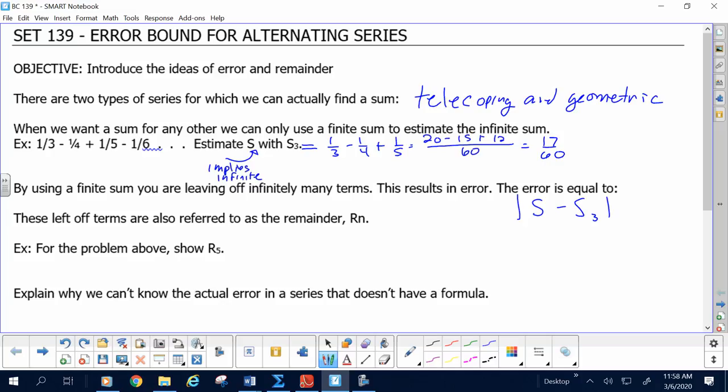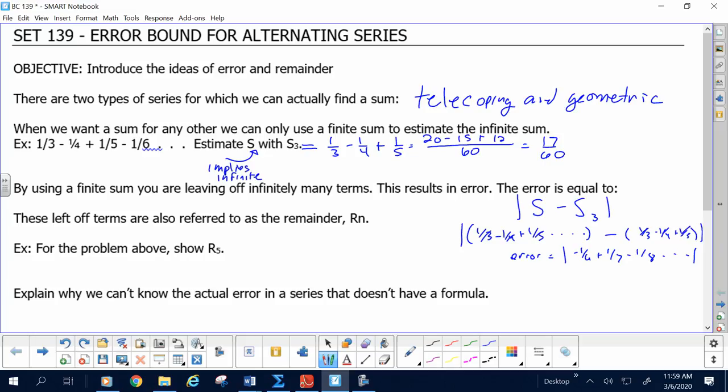Let's go a little further. S is a third minus a fourth plus a fifth, dot, dot, dot, forever. And S3 is a third minus a fourth plus a fifth, but ending. So if I take all the terms and remove my first three sum, then the error is the sum of all the left-offs. A third subtracts away, a fourth subtracts away, and the fifth subtracts away, and what's left is negative 1/6 plus a seventh minus an eighth, forever. Infinite error.